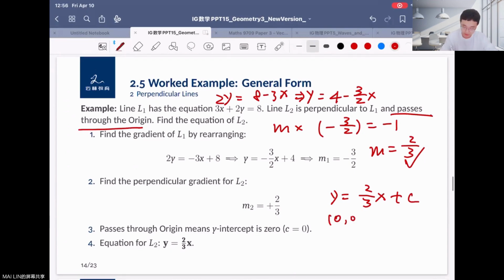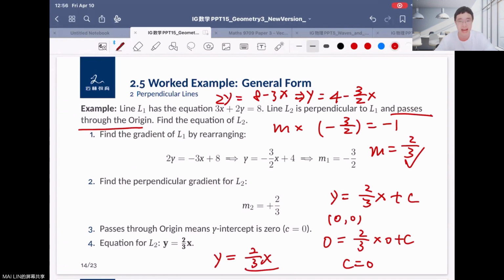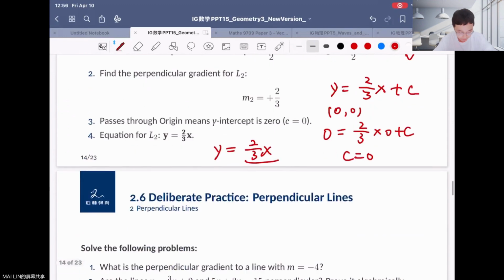So we can put 0, 0 into it, so that is 0 times 3 equals 3, 2 over 3 times 0 plus c. So finally, c equals 0, okay? Because finally the gradient is 2 over 3 and c equals 0, we only have y equals 2 over 3x, right? Okay, that is the equation of line L2, okay?